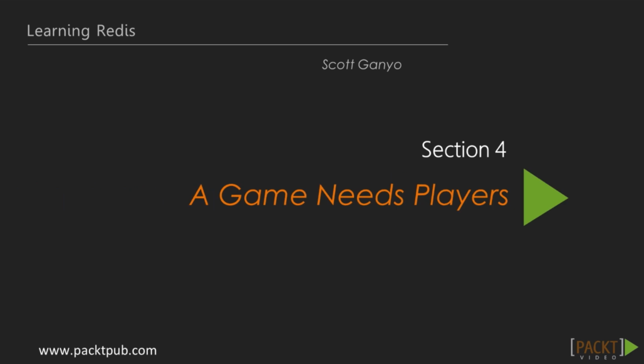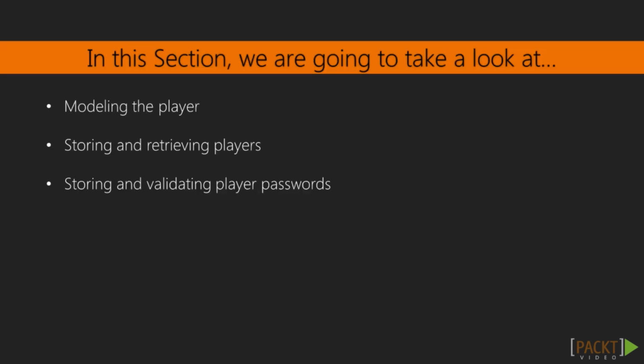Learning Redis, Section 4. A game needs players. Modeling a player. Okay folks, it's time to get our game started. And what's the first thing that every game needs? That's right, I've already given you the answer. Players. But see how easy this is going to be? Now in this section, we're going to be looking at creating a persistent model for a player, storing and retrieving the player data in Redis, and we'll spend some quality time on security, namely the storing and validating of those player passwords.